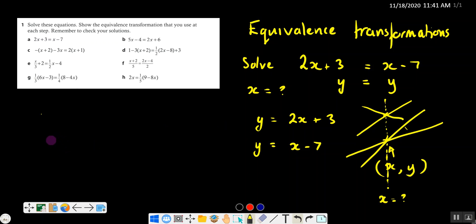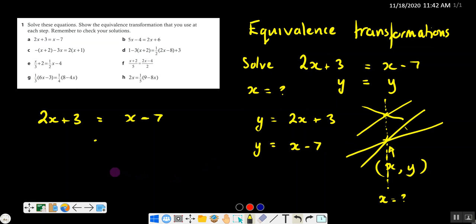So let's just have a look. 2x plus 3 is equal to x minus 7. How do we solve it? What's the process? Jack? We want to isolate x. Okay, you want to isolate x. So first step, what would you do? Add 7 to both sides. So add 7 to both sides. Right. What's the purpose of adding 7 to both sides? Put the x on the right on its own.